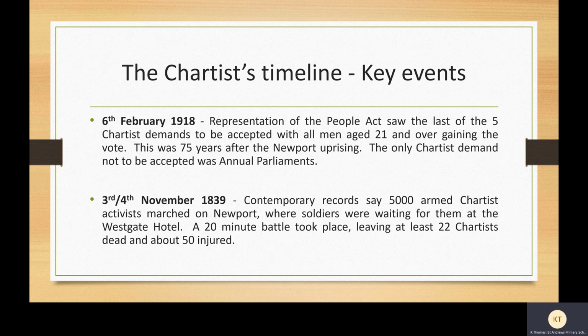The 3rd and 4th of November, 1839, contemporary records say 5,000 armed Chartist activists marched on Newport, where soldiers were waiting for them at the Westgate Hotel. A 20-minute battle took place, leaving at least 22 Chartists dead and about 50 injured.